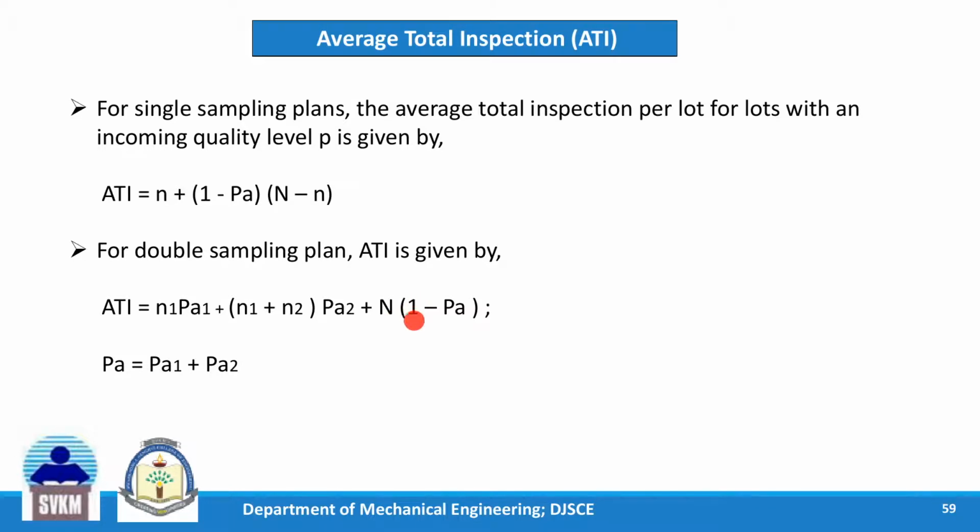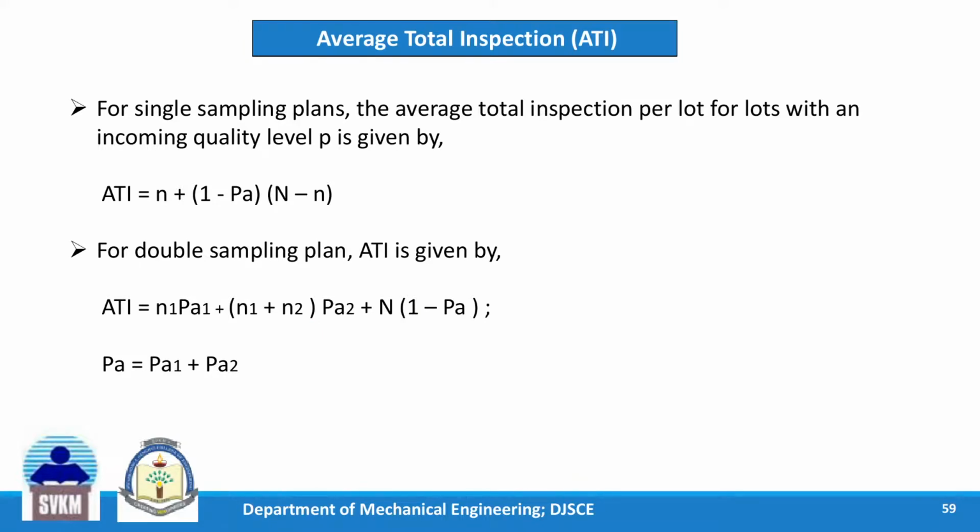...those components which are rejected. So the probability of rejection is 1 minus PA, where PA is PA1 plus PA2, that is, the probability of acceptance based on the first as well as the second sample, combined. And rejected means 1 minus PA. And how many are rejected? They are rejected from N only. So that is N multiplied by 1 minus PA. So this is how ATI is calculated for a double sampling plan.